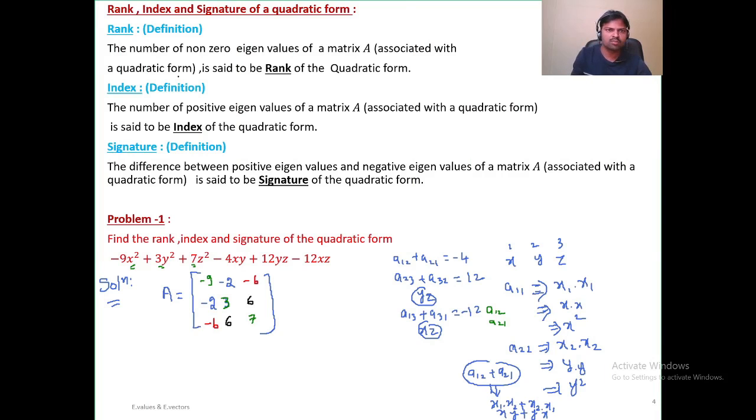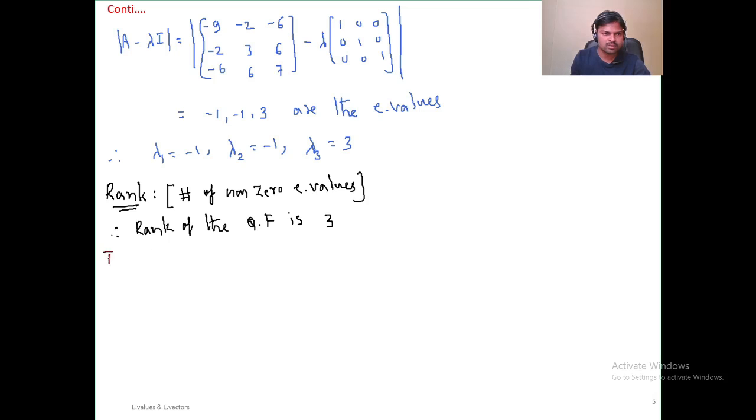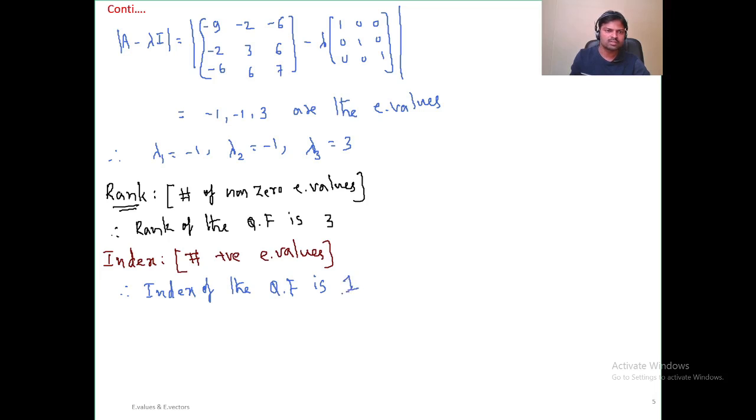Next, I want the index. What is the index? The number of positive eigenvalues, right? So next heading, index. What is the number of positive eigenvalues here? Therefore, the index of the quadratic form: how many positive eigenvalues are there? Only 1. Therefore, the index is 1.